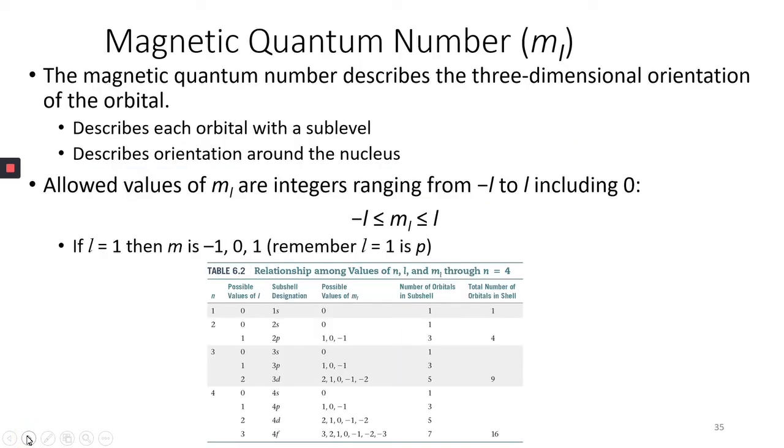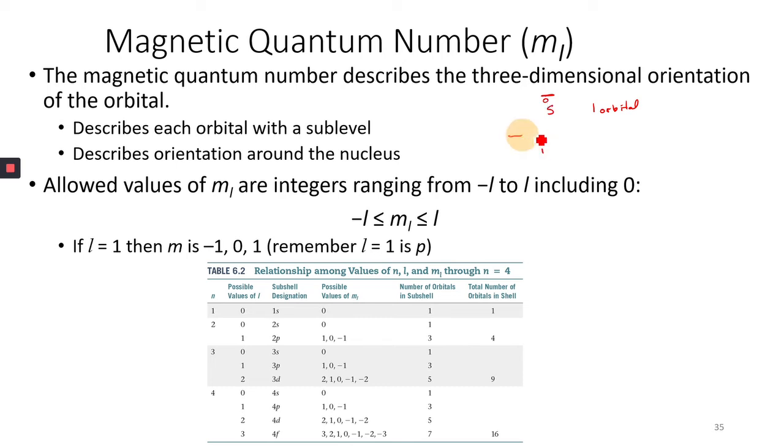Now, your magnetic quantum number, which is represented with this m sub l, it describes the orbital within a sublevel. So what am I talking about? Well, let's take S. That's the easiest one. S only has one orbital. So we'll draw it like this. So we label that 0. So that would be our ml value.